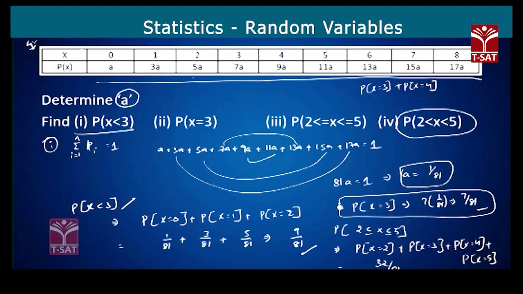Okay. Fourth bit, the probability of 2 less than X less than 5. So here we have to consider only probability of X is equal to 3 and X is equal to 4, because there is no equality sign here. 2 and 5 are excluded here. So probability of X is equal to 3 plus probability of X is equal to 4. That's nothing but 7a plus 9a which is nothing but 16a, 16/81.